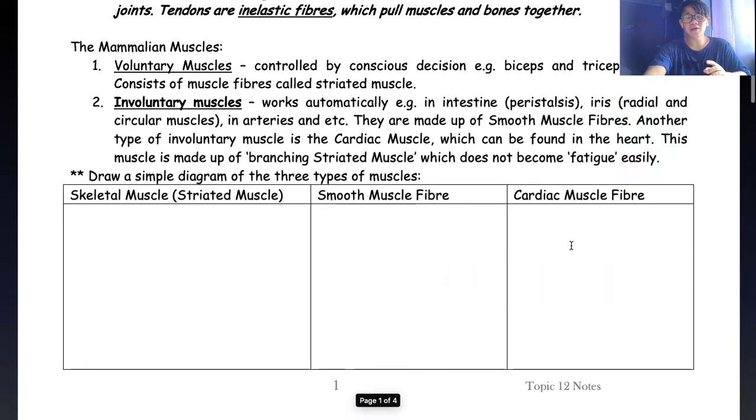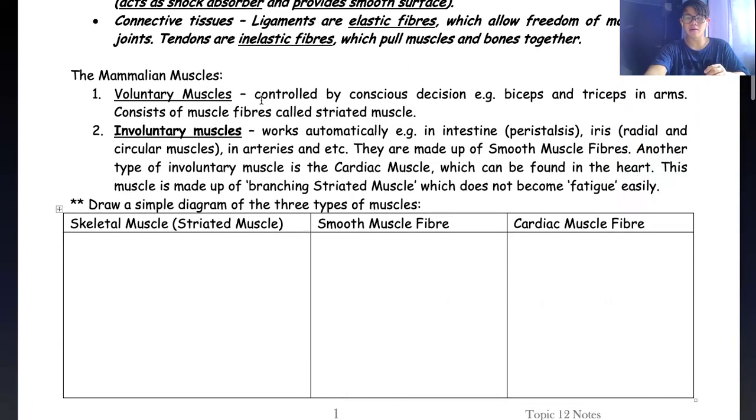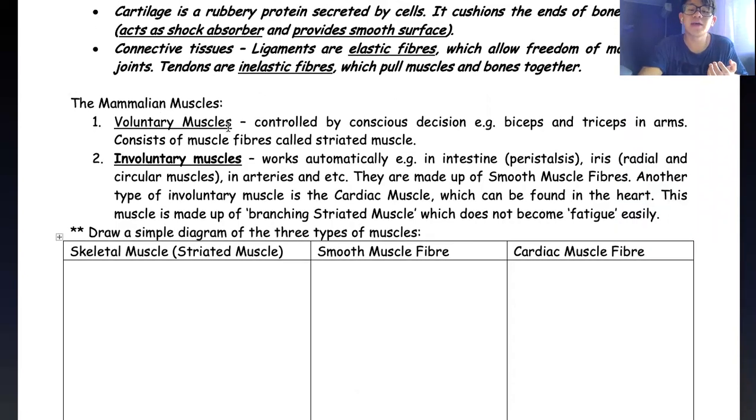Before we move on to joints, we should briefly look at the muscles. The types of muscles: you should know that there are two types. Our muscles can be grouped into two. One we call voluntary muscles, and two we call involuntary muscles. This is quite straightforward. Voluntary means muscles that we can control with our own thoughts.